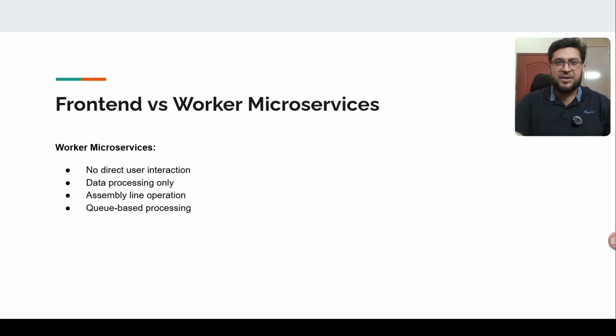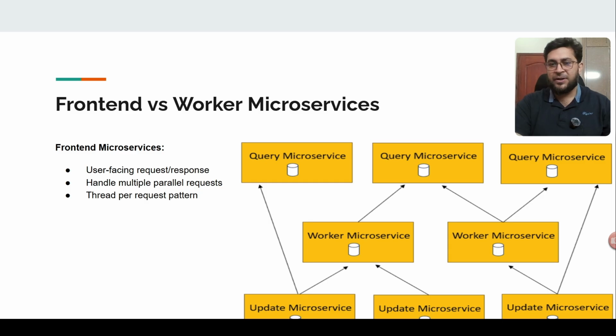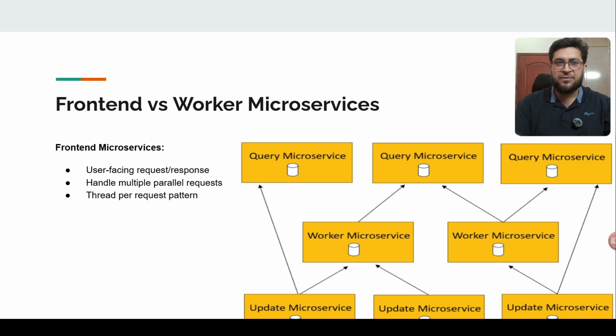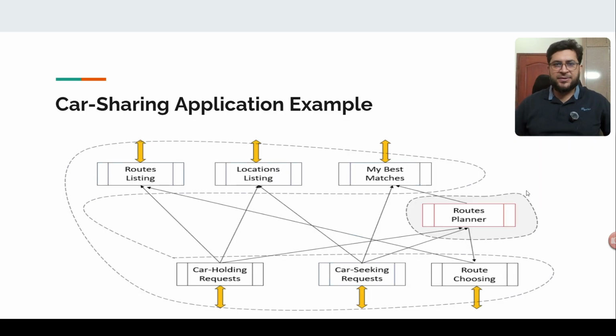And the next is the worker. You can see in the diagram, in the middle, we have worker microservices that only deal with inner communication, with no direct user interaction, only processing the data. It works like an assembly line operation, and it performs queue-based processing. So these are the two types. One is the front end, the other one is the worker.